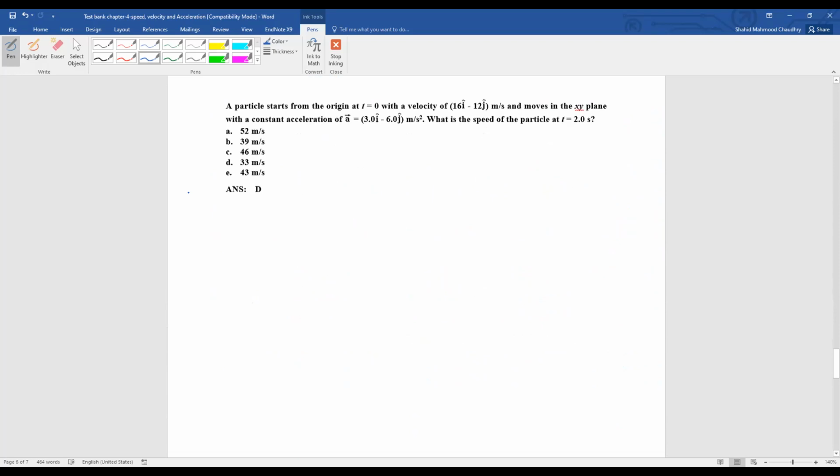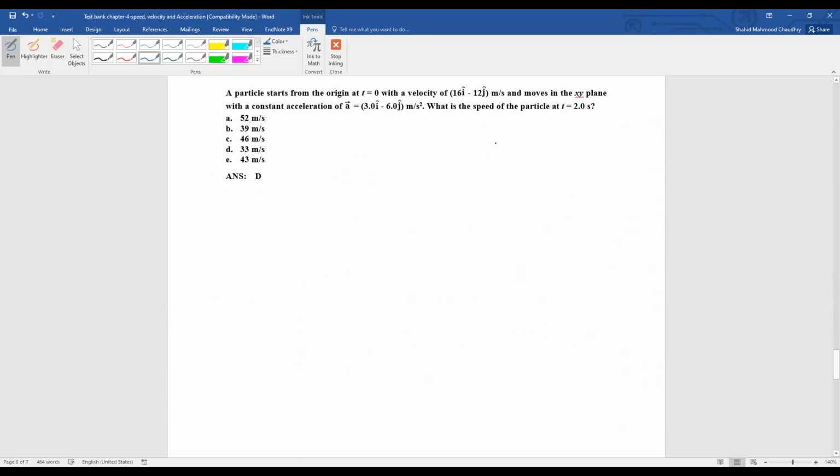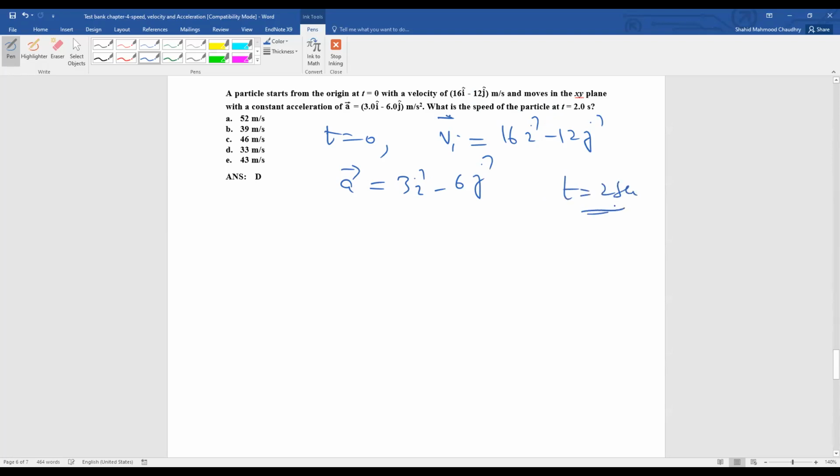After this, a particle starts from the origin at t is equal to 0, again, t is equal to 0, with a velocity of this one. This velocity is given: 16i minus 12j, and moves in the xy plane with a constant acceleration a, 3i minus 6j. What is the speed of the particle at t is equal to 2 seconds? So t is equal to 2 seconds. We need the speed of the particle. We want to find the Vf at t is equal to 2 seconds.